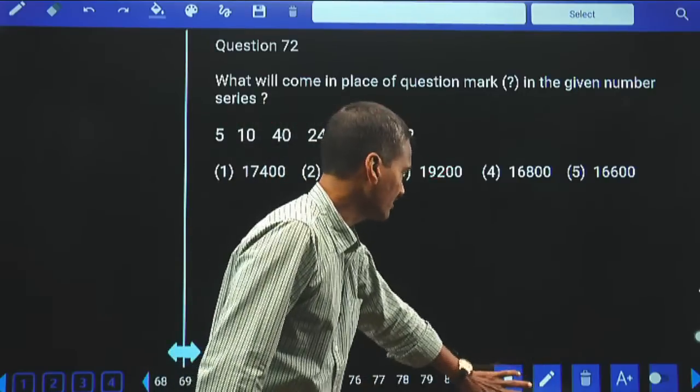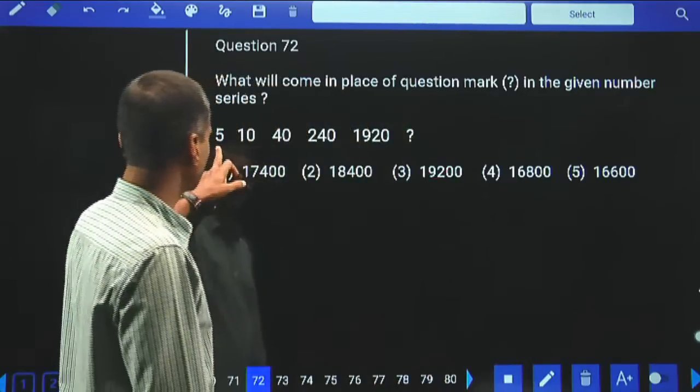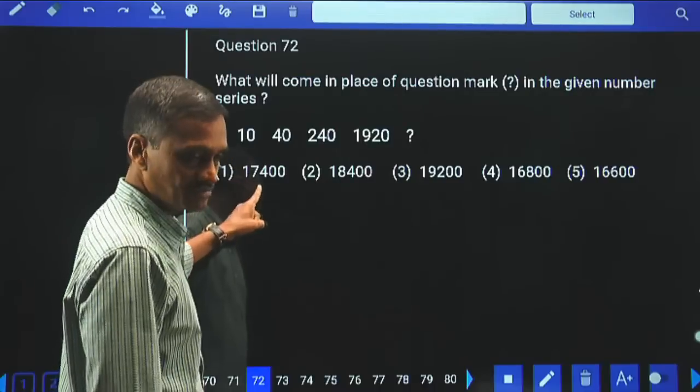Then coming to 72. Now in this 72, numbers starting with 5. And again if you observe the choices here.